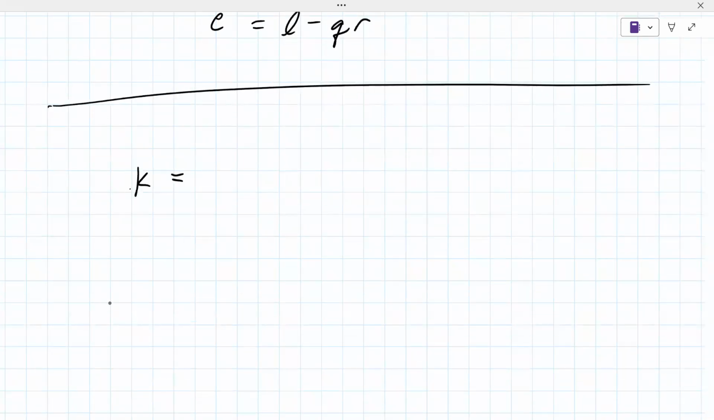All right, let's say k equals vxw, and I want you to solve for v.